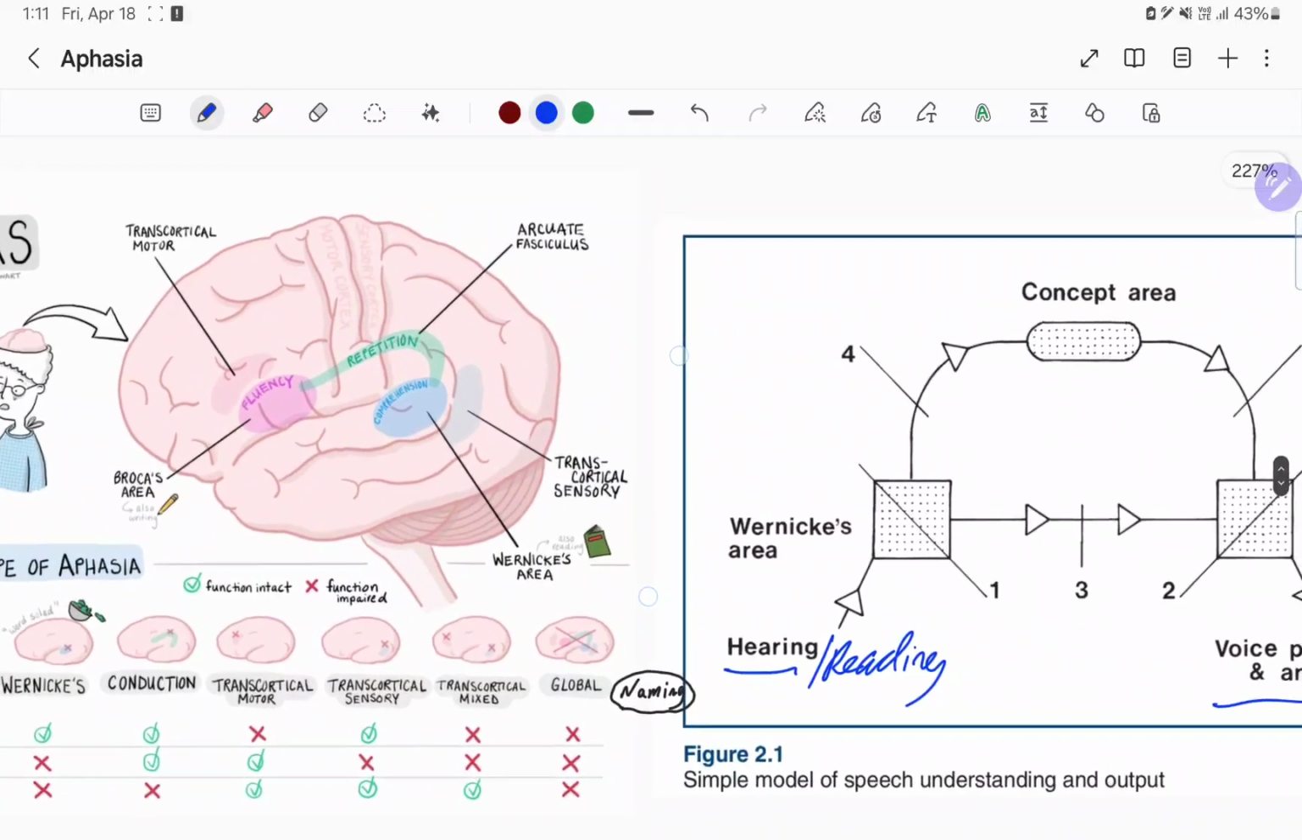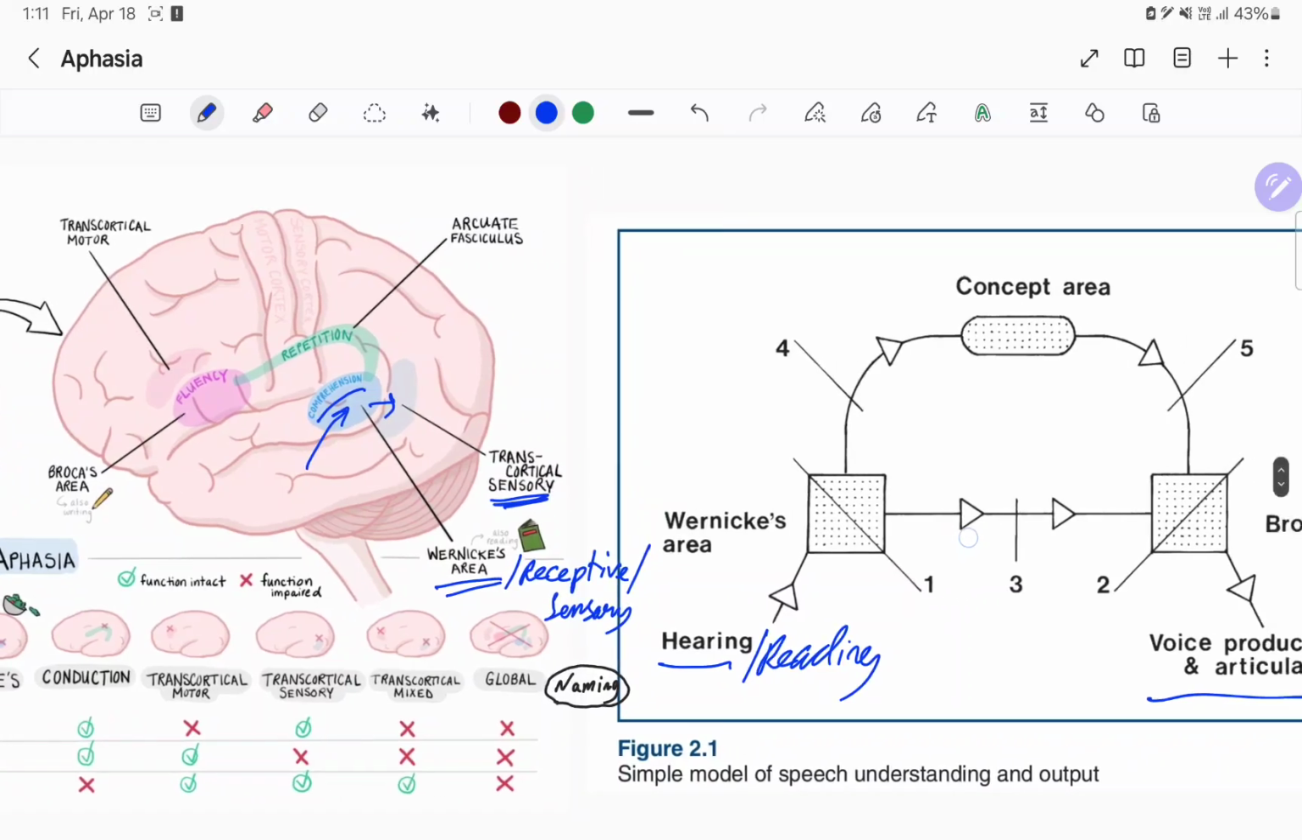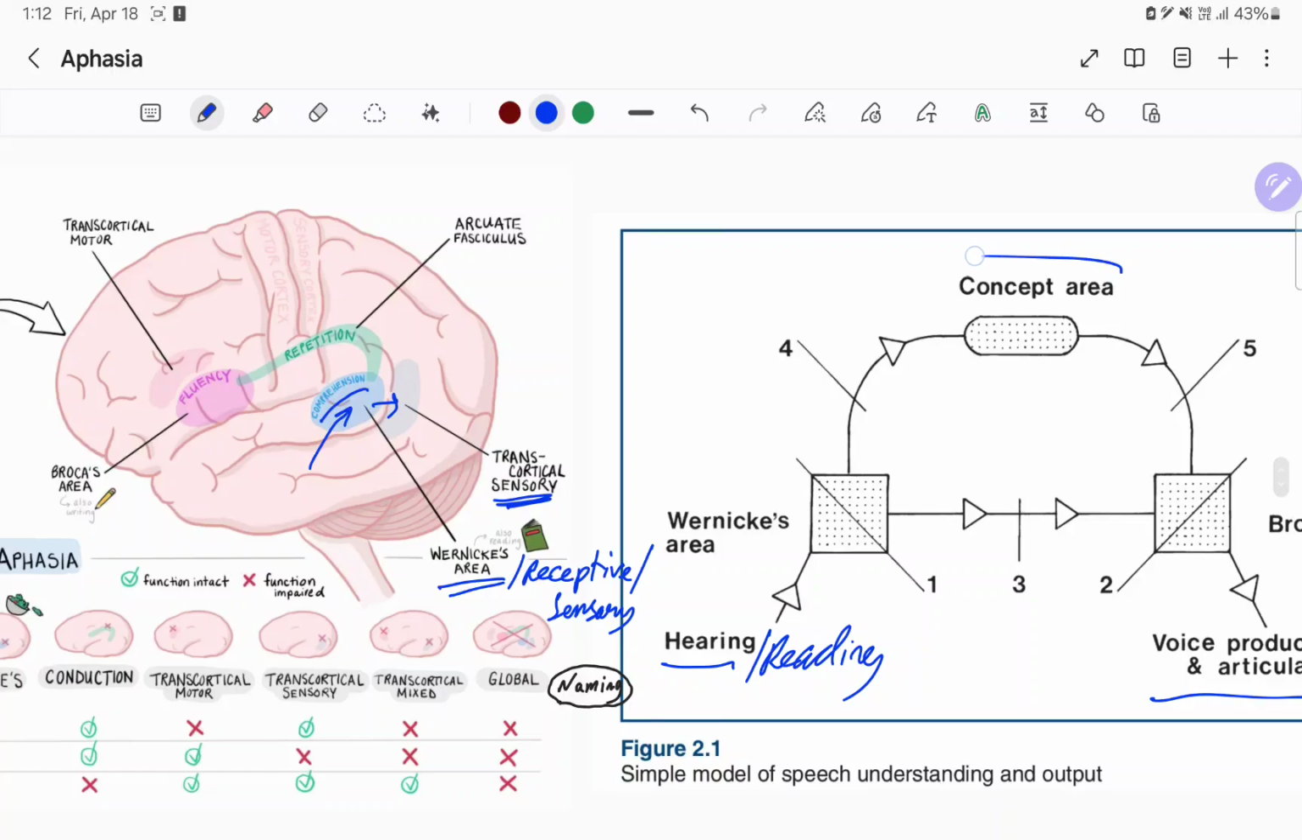Now let's start with the first structure, which is the Wernicke area. It's also called the comprehension area, or, because you receive information through this area, we can call it the receptive or receiving area, and it's related to hearing, so it is a sensory area. From the Wernicke area, the information will go to the transcortical sensory area, which is the second area in the language process. I think it is also the same as the concept area.